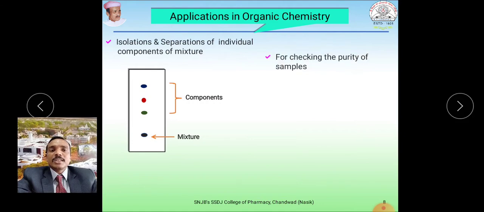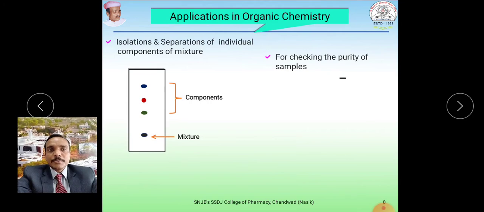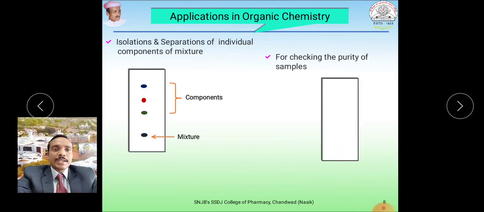TLC. Another application is for checking the purity of a sample. Whether the synthesized compound or any compound is pure or not, we can check the purity by performing this TLC. You can see here the practical way. This is one spot, this is another component.